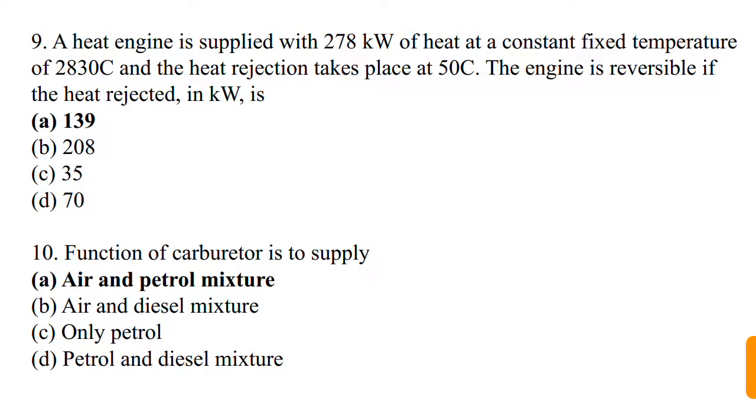by using the efficiency of the cycle we can find this. How? We know the formula: 1 minus T2 upon T1 is equal to 1 minus Q2 upon Q1. So now guys, we know the values of Q1, T1, T2. If we put all of these values in this equation, then we can find the heat rejected from this reversible system in kilowatt. We will get the correct option as 139.